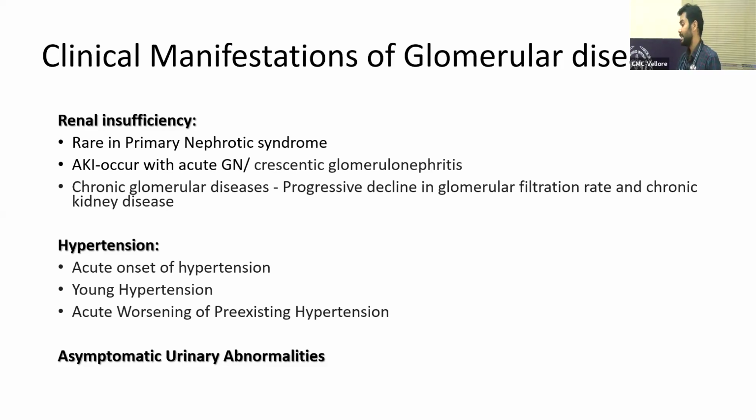The last presentation is asymptomatic urinary abnormality. In this, the patient may have proteinuria or hematuria, but they may not be aware of that. They will not have any symptoms at all. It can be diagnosed only during routine screening.